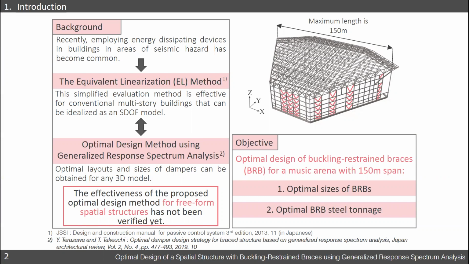While equivalent linearized analysis using single degree of freedom models is popular for damper design of simple buildings, I propose a generalized response spectrum analysis-based damper optimization method for special structures with huge degrees of freedom and complex vibration characteristics. The proposed method is computationally efficient compared with brute forcing methods using nonlinear response history analysis. In this study, I talk about an application study of the proposed method to a large span music arena.